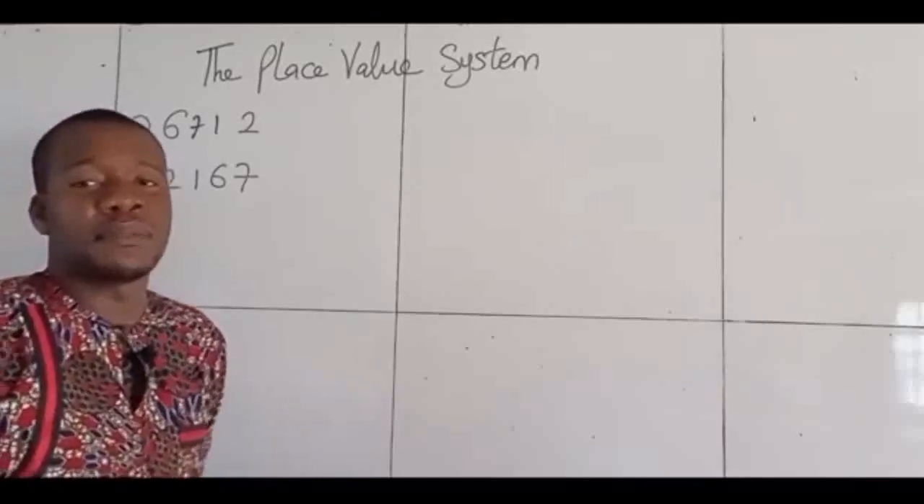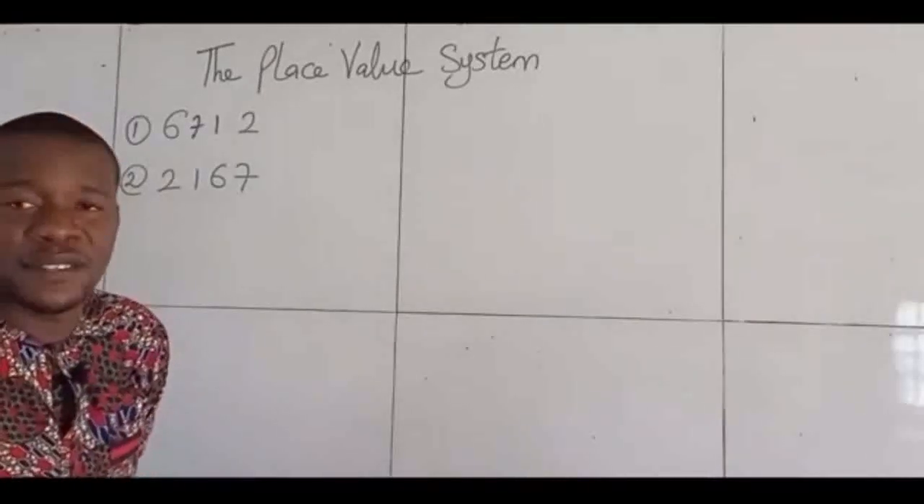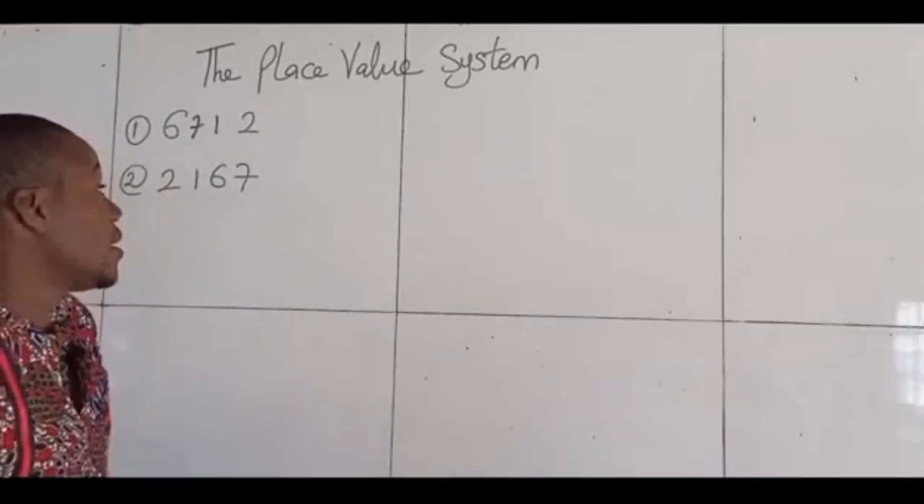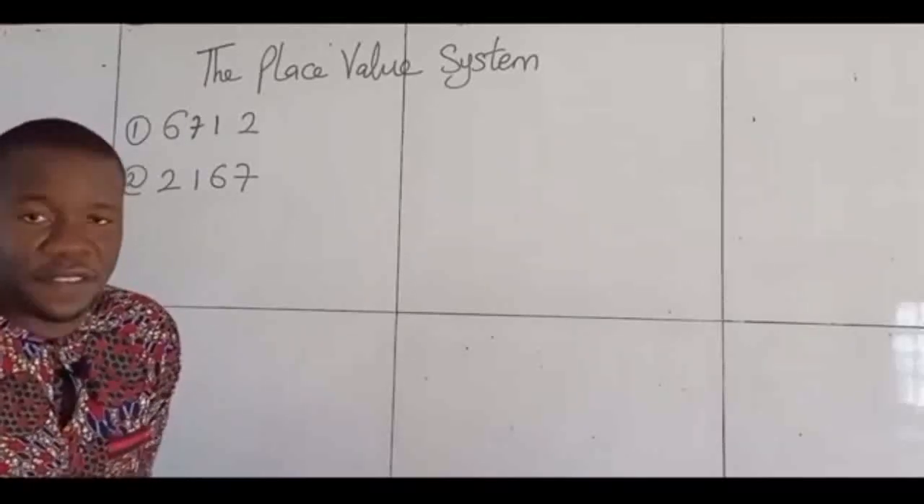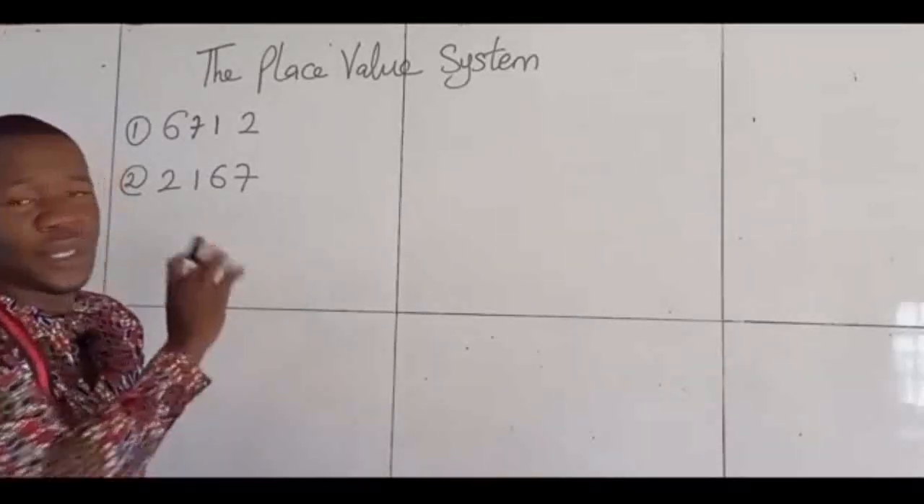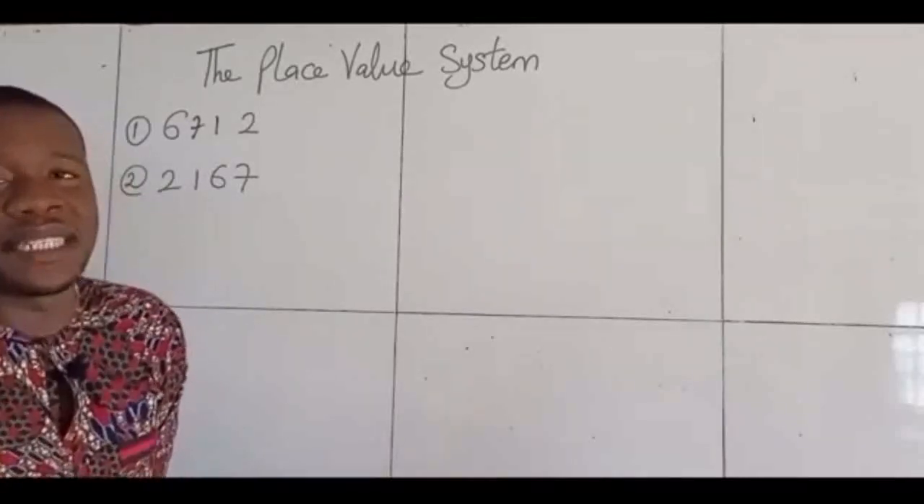So notice something on the board. We have two different numbers. The first one is 6,712, and the next number is 2,167. Two different numbers. But a careful look at these numbers should reveal a similarity or a peculiarity.